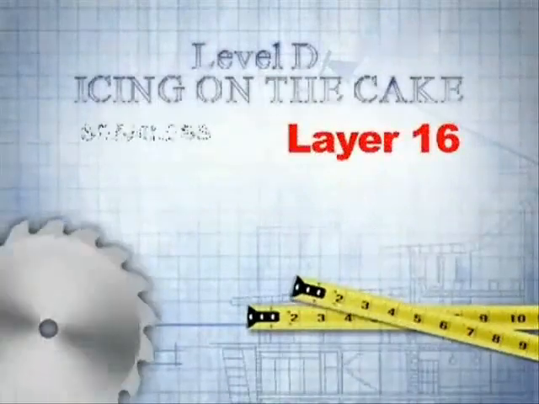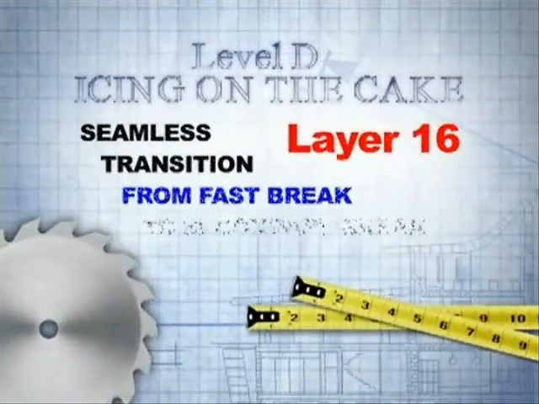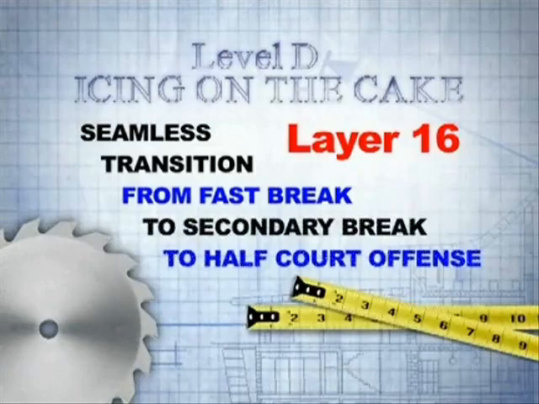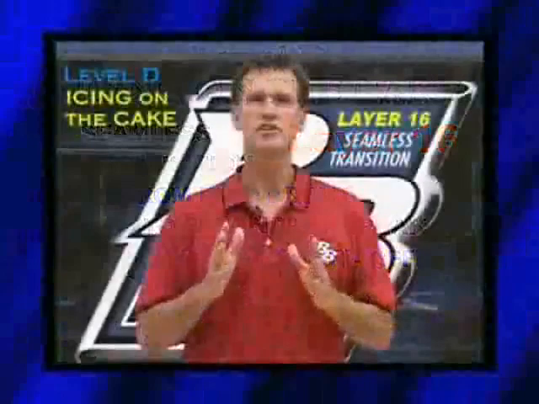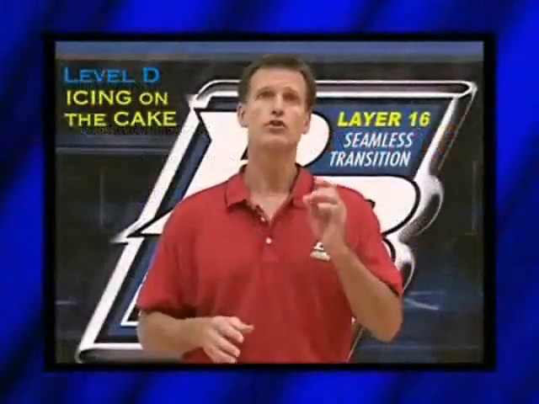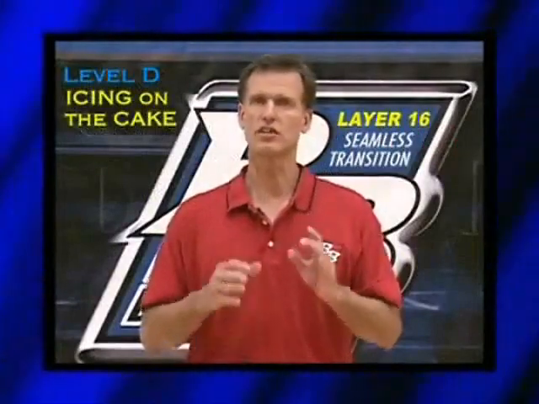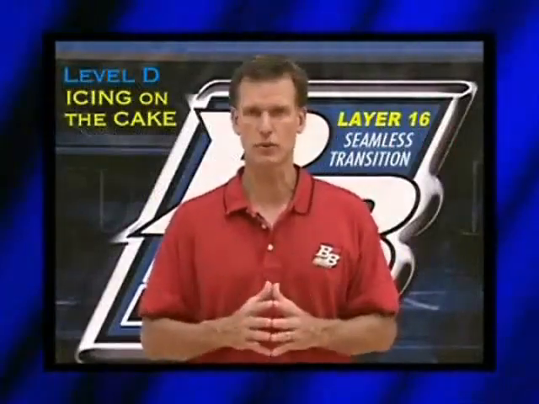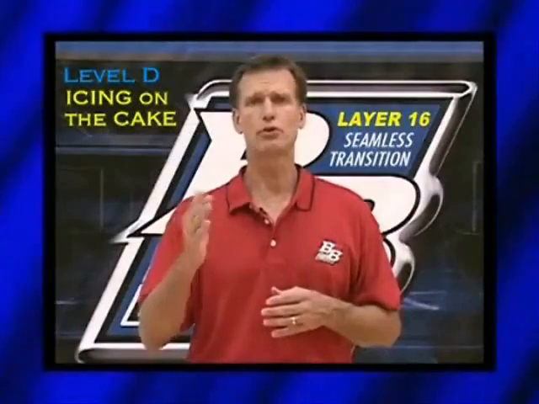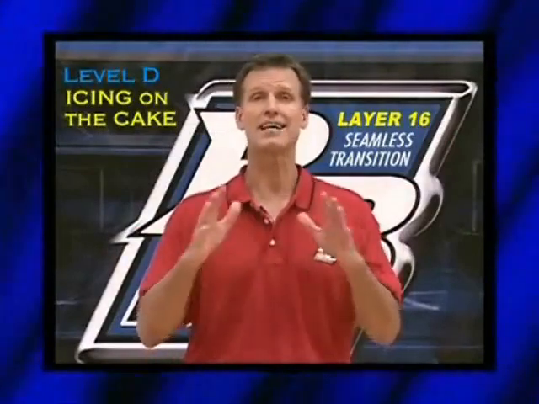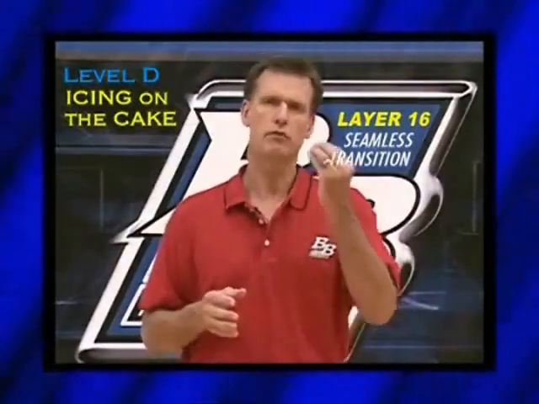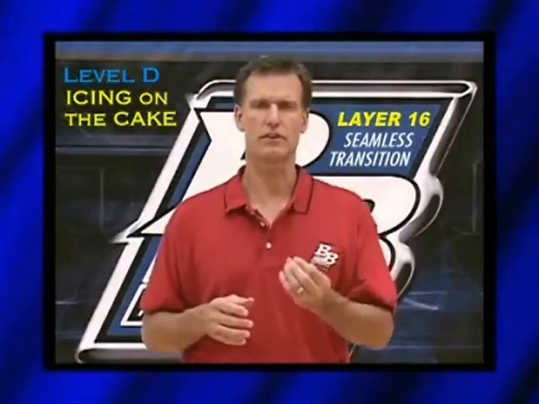Layer 16. Seamless transition from fast break to secondary break to half-court offense. This section is optional, of course. Drilling for a seamless transition is not necessary to take advantage of the read and react system, and that's why I put this chapter near the end. It's icing on the cake, so to speak. But for me, this fits philosophically.